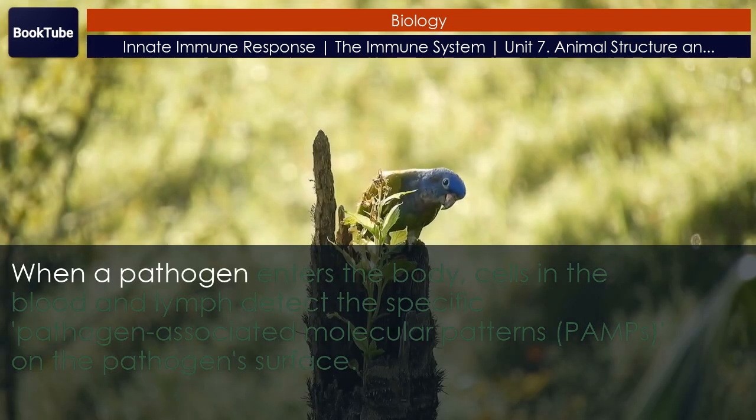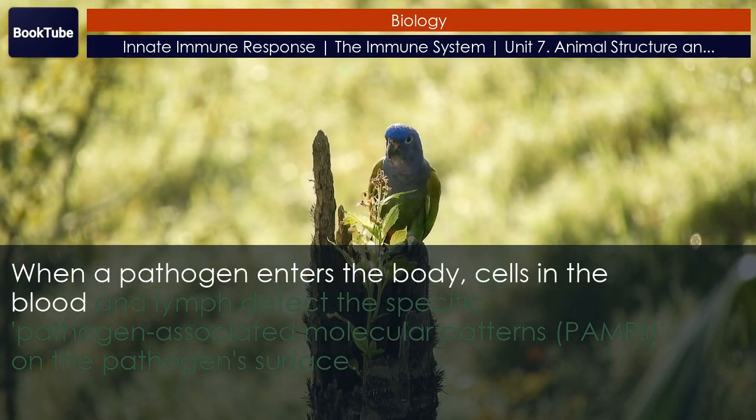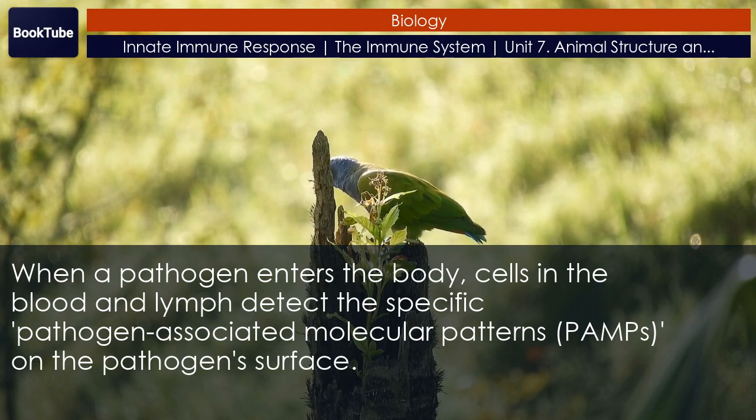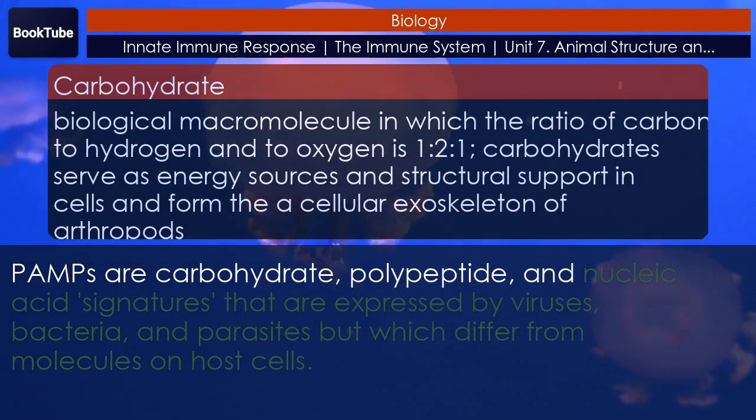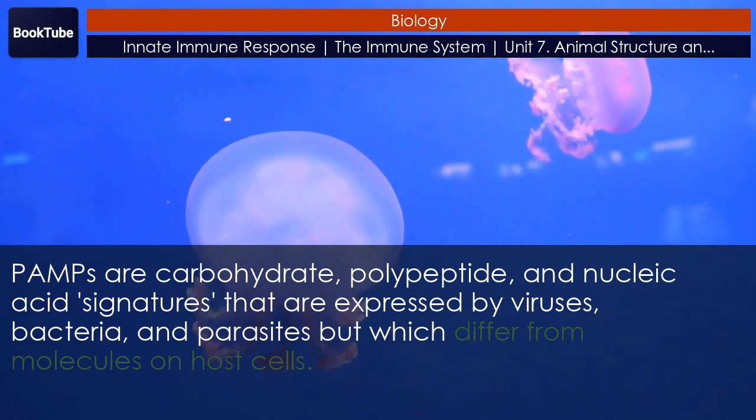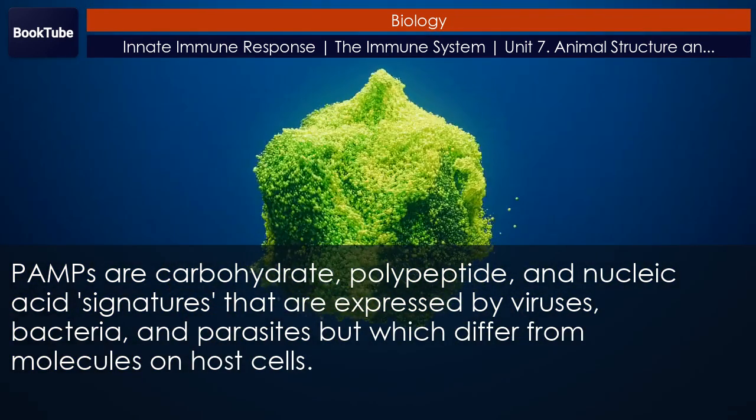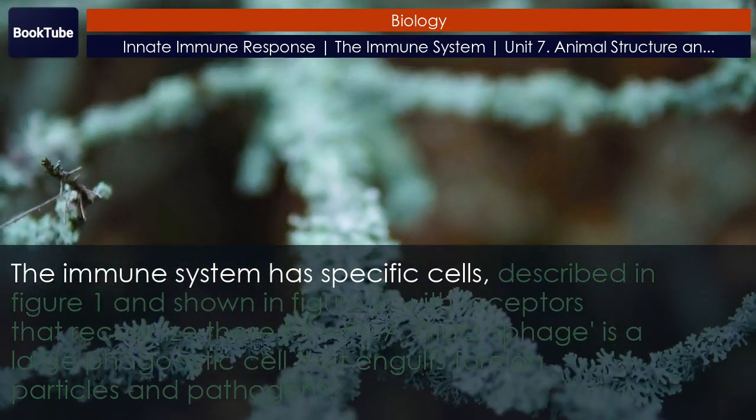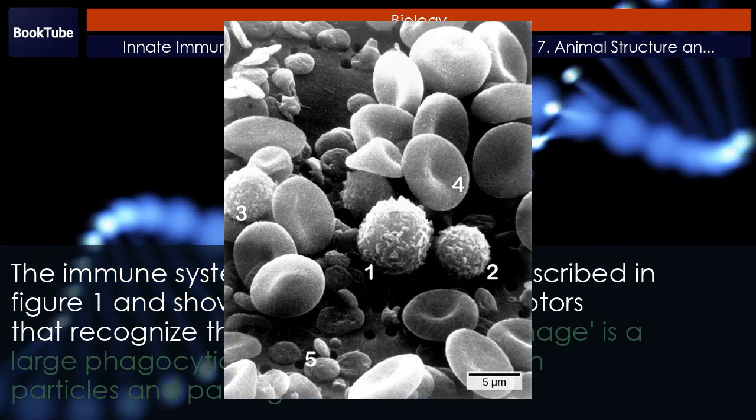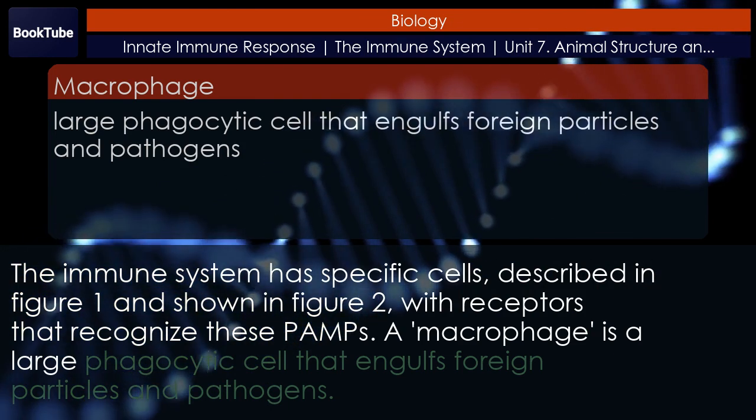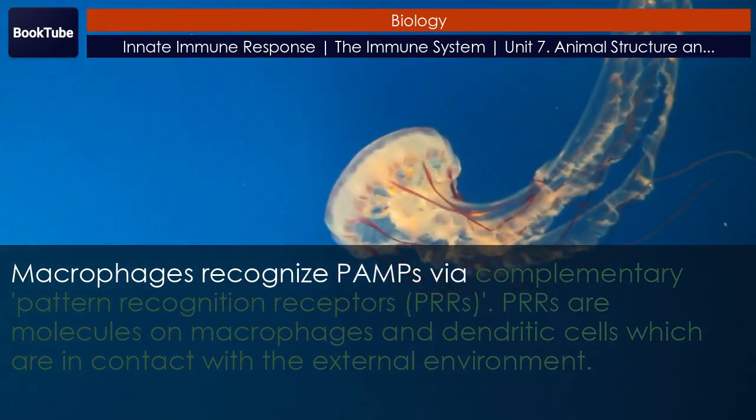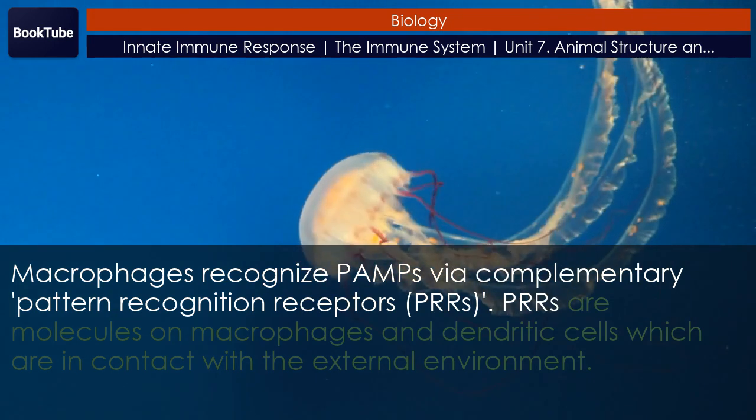When a pathogen enters the body, cells in the blood and lymph detect the specific pathogen-associated molecular patterns, PAMPs, on the pathogen's surface. PAMPs are carbohydrate, polypeptide, and nucleic acid signatures that are expressed by viruses, bacteria, and parasites but which differ from molecules on host cells. The immune system has specific cells, described in Figure 1 and shown in Figure 2, with receptors that recognize these PAMPs. A macrophage is a large phagocytic cell that engulfs foreign particles and pathogens. Macrophages recognize PAMPs via complementary pattern recognition receptors, PRRs.